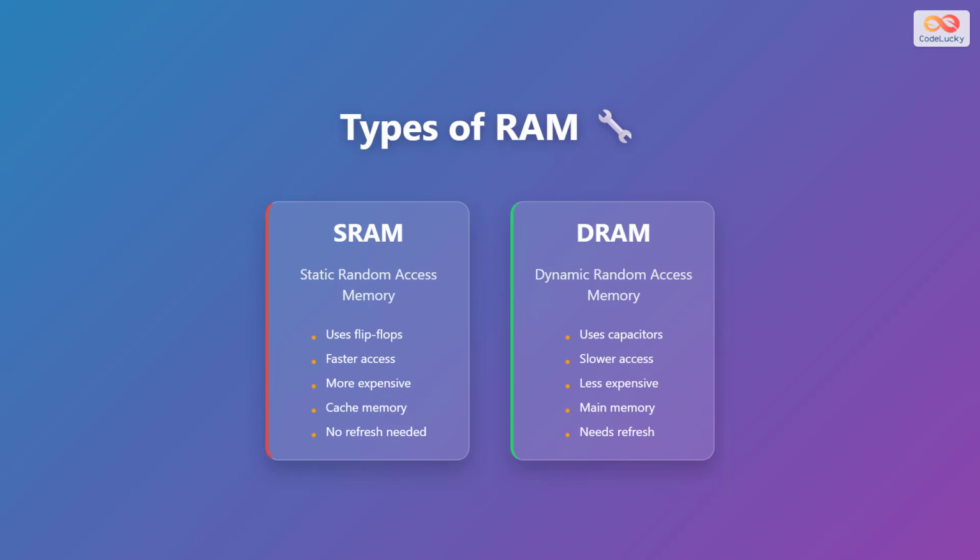Then there's dynamic random access memory, or DRAM. DRAM uses capacitors to store each bit, which leads to slower access times but lower costs. DRAM is commonly used as main memory in computers, but it needs to be refreshed periodically to maintain the stored data.